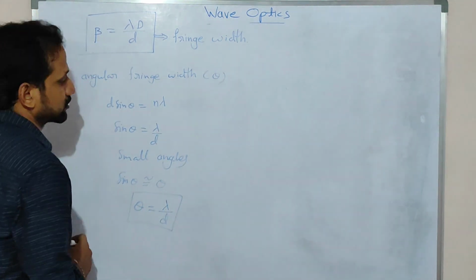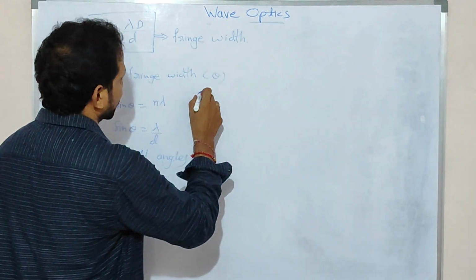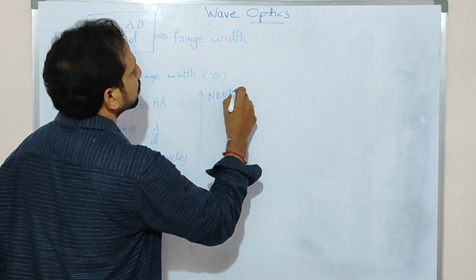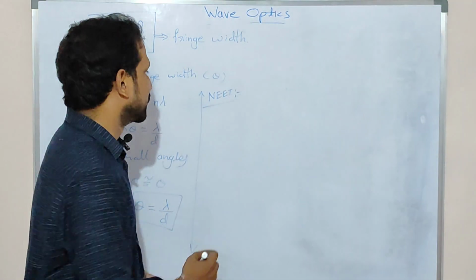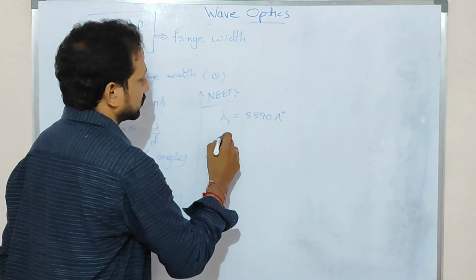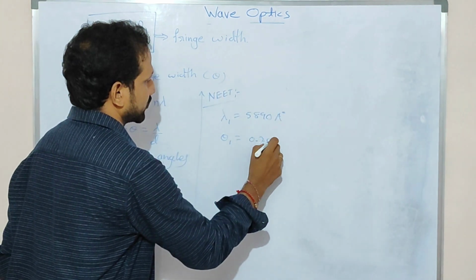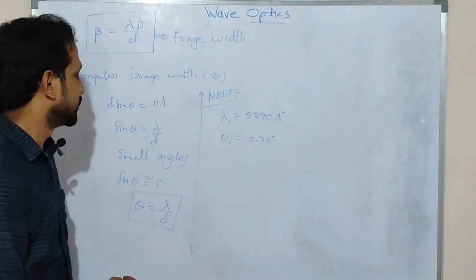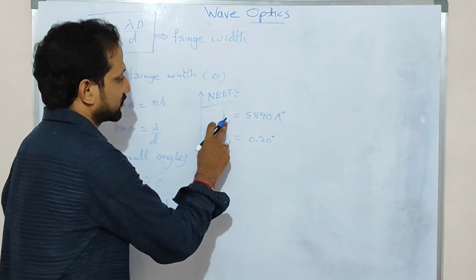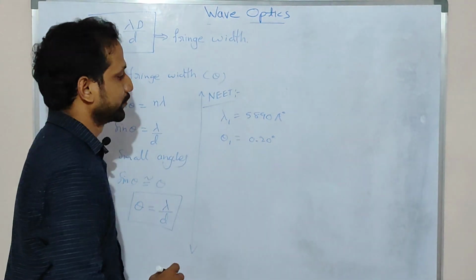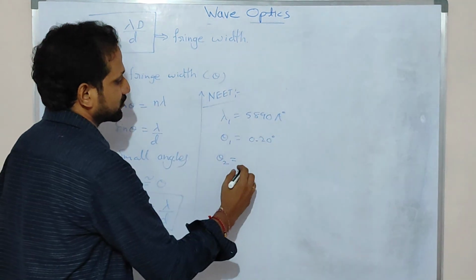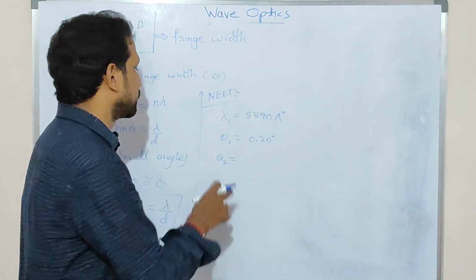Based on this, there is a problem in the NEET exam. I'll tell you the problem. With a wavelength lambda 1 of 5890 angstroms, the angular fringe width is observed to be 0.20 degrees. It is an angle, so it may be in degrees or radians. For this wavelength the angular fringe width is 0.20, and the question they asked is, if for the second wavelength the angular fringe width is 10% larger than the first angular fringe width.